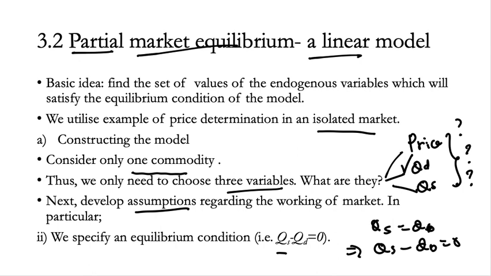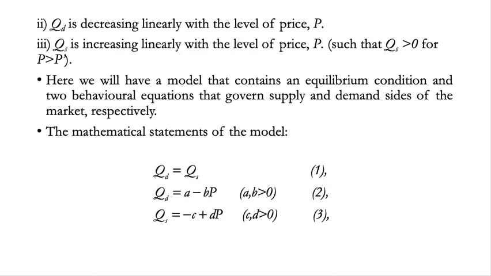So here, to be more precise, this is what I mean. Quantity demanded is decreasing linearly with the level of price. On the other hand, quantity supplied is increasing linearly with the level of price, such that quantity supplied must be positive for all P greater than P prime, for instance. What is P prime? We need to see in the graph after this, yeah?